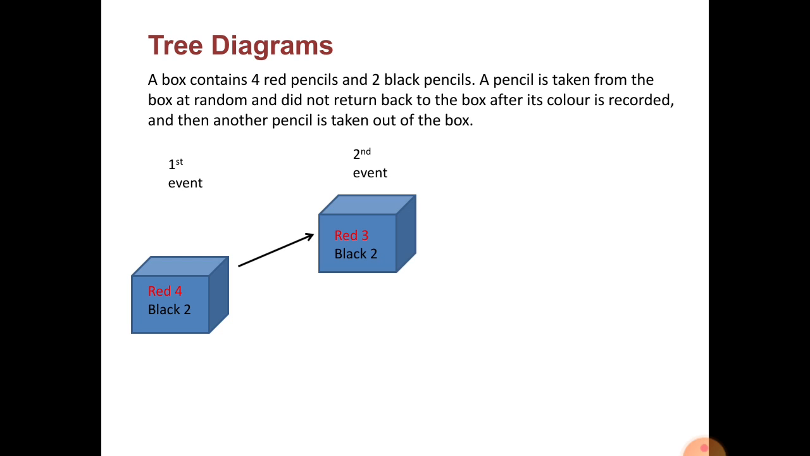That is one situation. Imagine if you take out one black pencil randomly, then the second event will be like this. There will be the box, and in that box there will be 4 red pencils. As you have taken out one black pencil, now another one is remaining in the box.